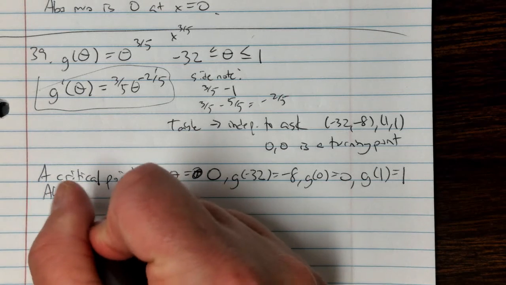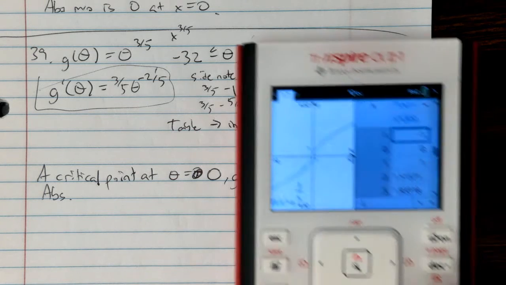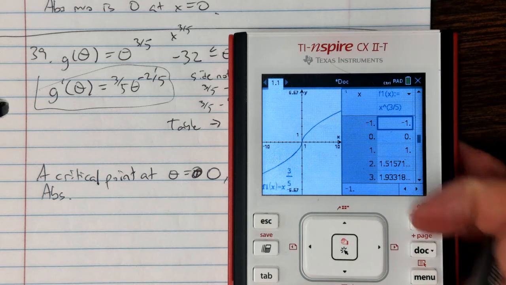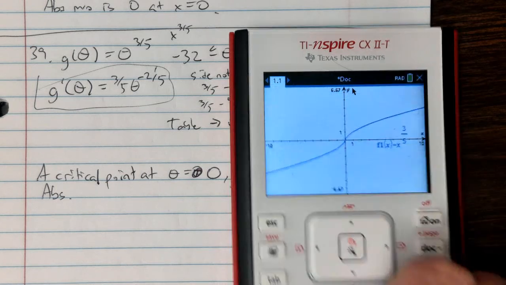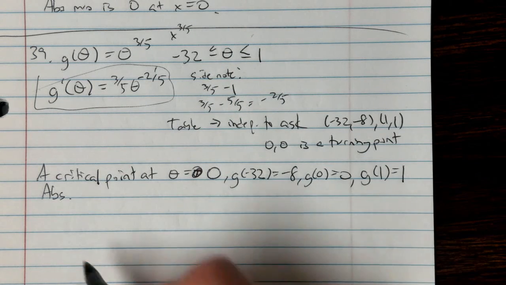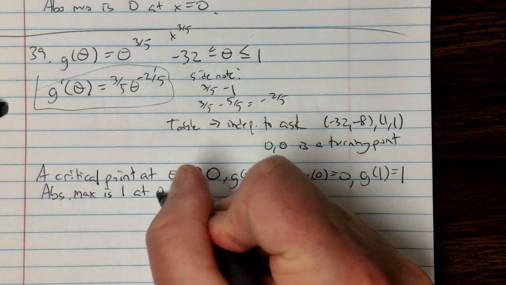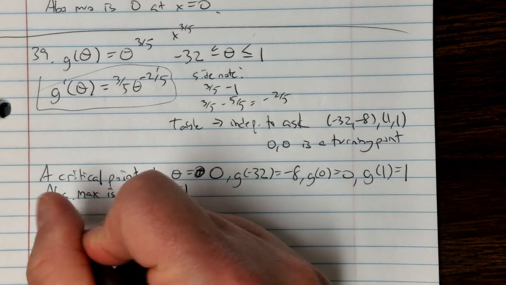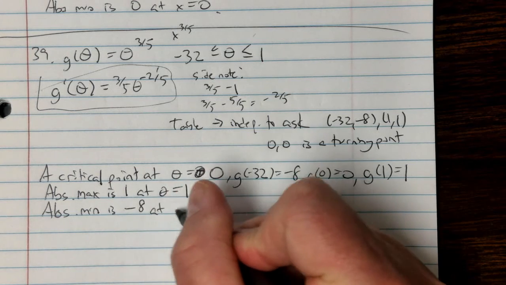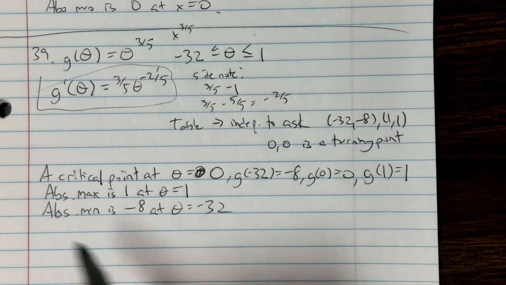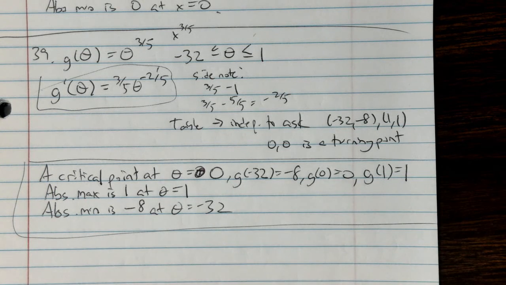And in this interval, our highest point was, let me get rid of the table, Control T. Our highest point was up here, and our lowest point was over here. So our absolute max is 1 at theta equal 1, and then the absolute min is negative 8 at theta equal negative 32. So that's what you need for 39.